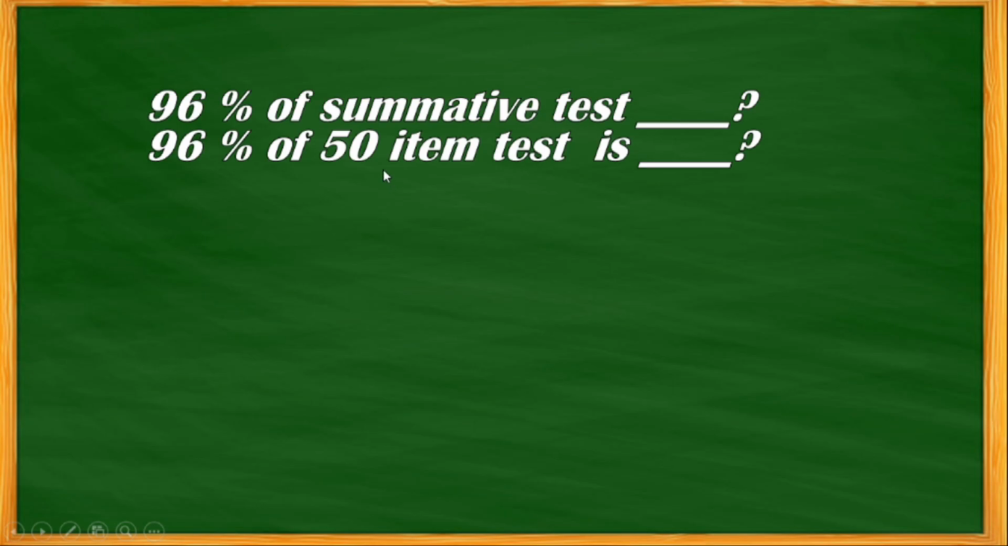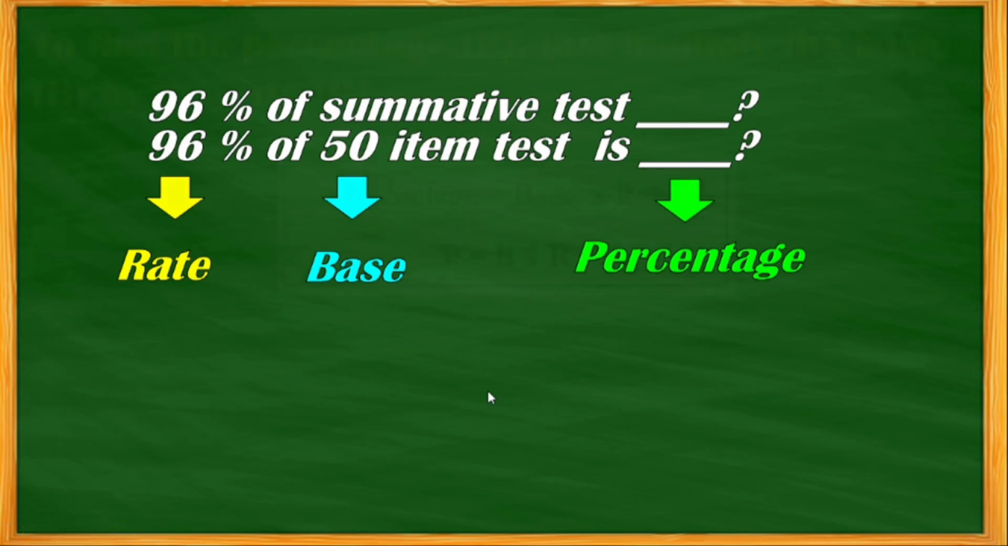96% of 50 item test is blank. So, we can change summative test to 50 item test because the summative test is equivalent to the 50 item test. And then, let's identify the given. 96% is the rate. 50 item test is the total items of the test, so this would be the base. And then, the unknown part is the percentage.